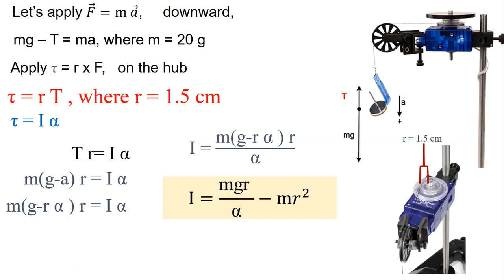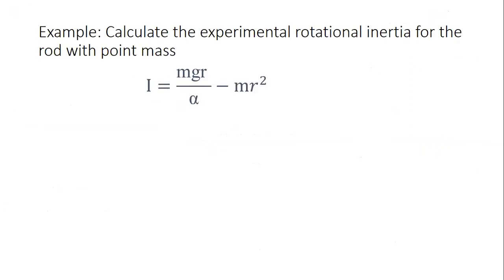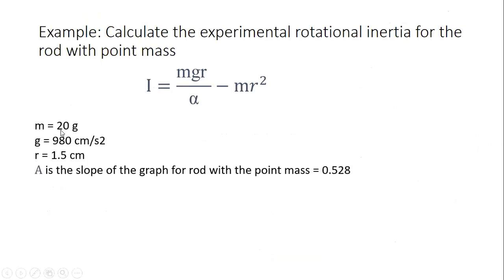Then question 2 is asking you to calculate the experimental moment of inertia or the rotational inertia. In that case, you may use this equation. So let's do an example calculation. I'm not going to solve it for you, but I'll tell you what to do. Let's say I want to calculate the experimental rotational inertia for the rod with point mass. Here, this is the equation, and mass is 20 grams because that is the hanging mass. Then the gravitational acceleration is 980 centimeters per second squared, and the radius is 1.5 centimeters.